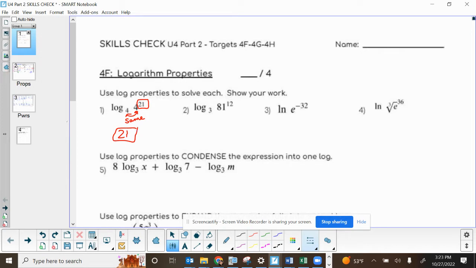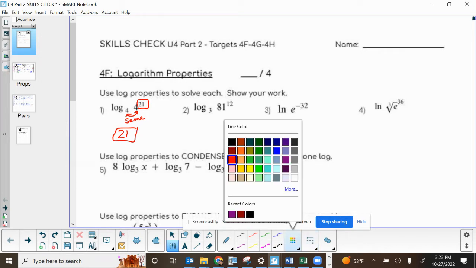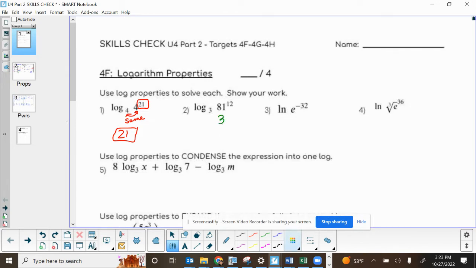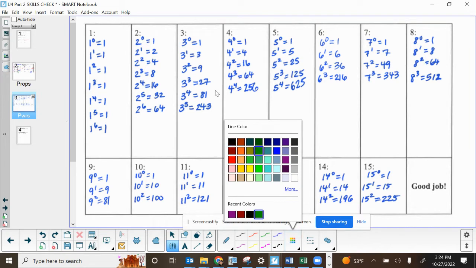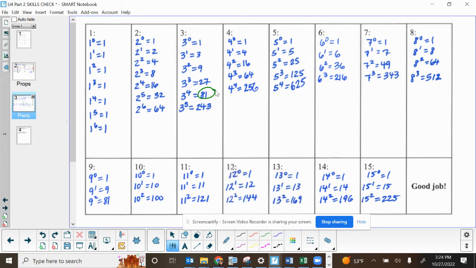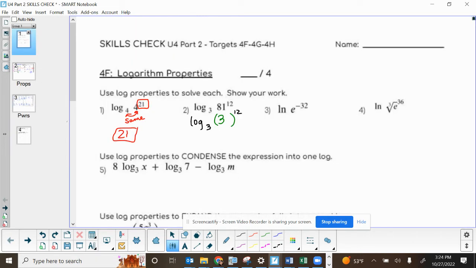Number 2 could be done very similarly if I recognize that 81 can be rewritten as 3 to the something, and then put the 12. The reason I chose 3 is because the base is 3, and so I want to have the same base. If I look at my powers, I see an 81, and I see that I can write it as 3 to the 4th. So I can rewrite this as 3 to the 4th.